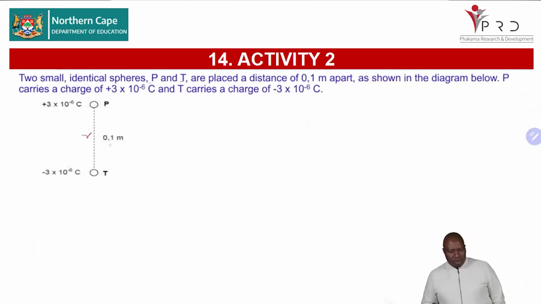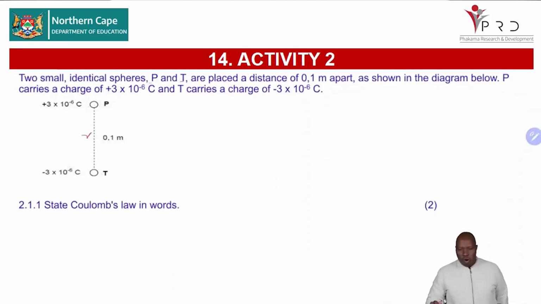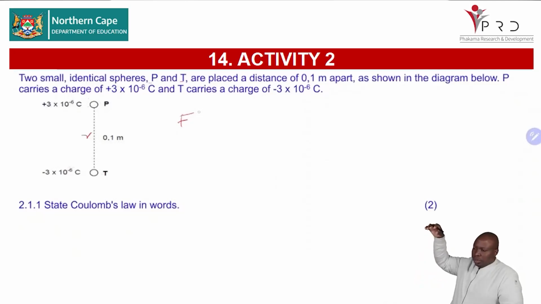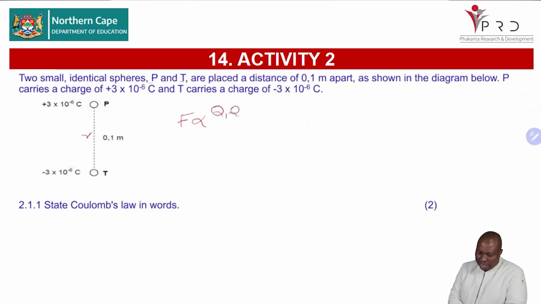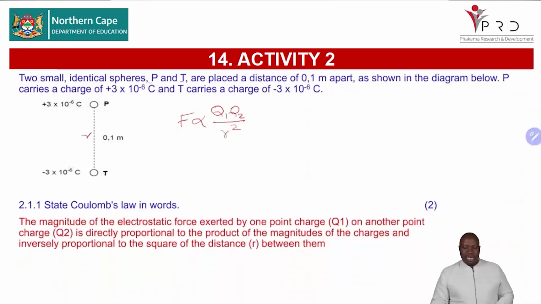Now, state Coulomb's law in words. I hope by now you are singing it. You'll be able to say the magnitude of the electrostatic force exerted by one charge, Q1, on another charge, Q2, is directly proportional to the magnitude of the product of the charges. Don't forget, it's the product of the charges, and inversely proportional to the square of the distance between them. Remember, you can't write it as a formula, you must write it in words. So you write the whole of it.